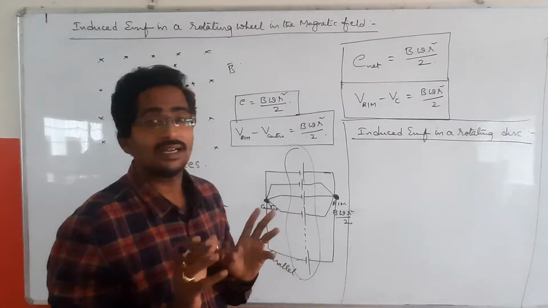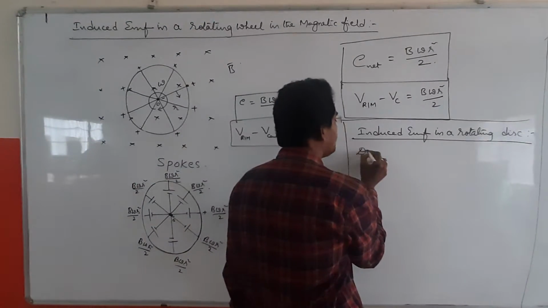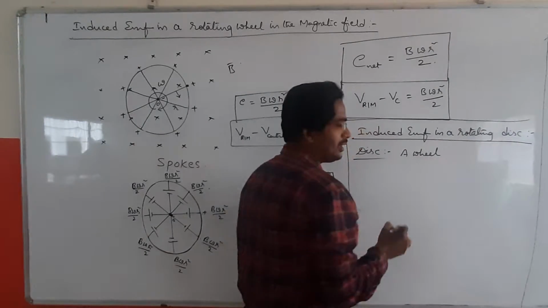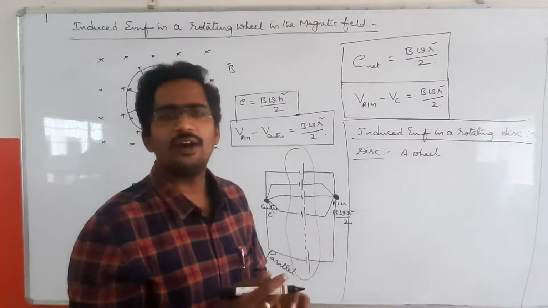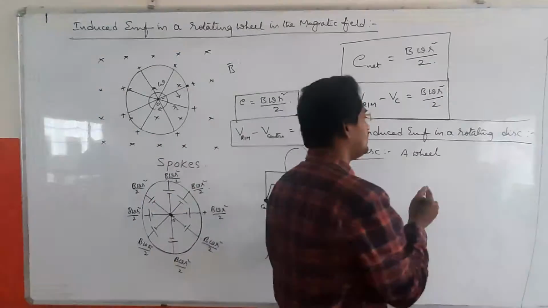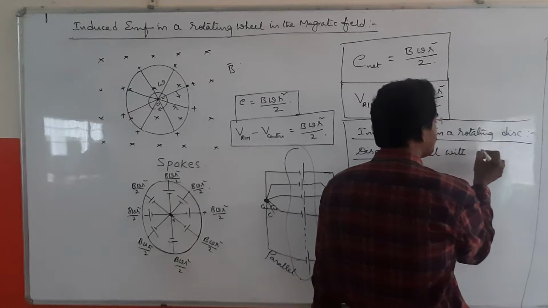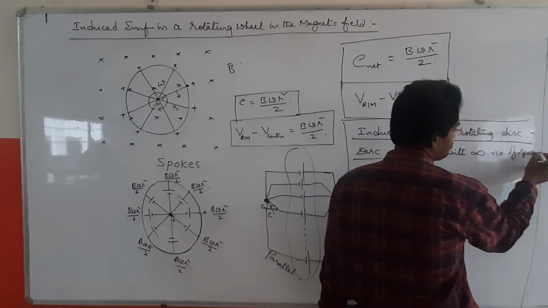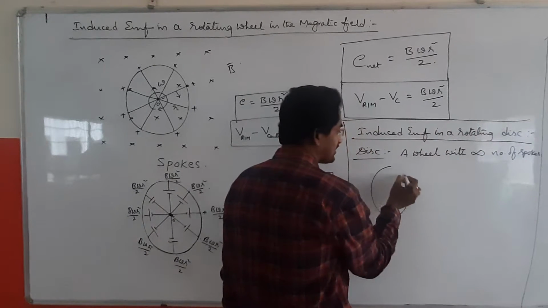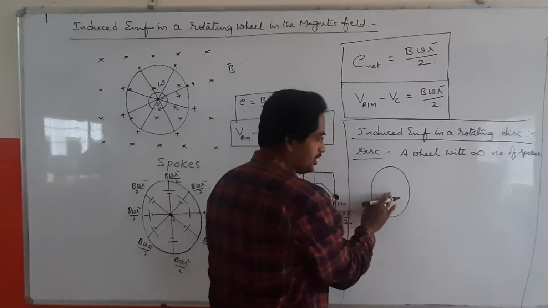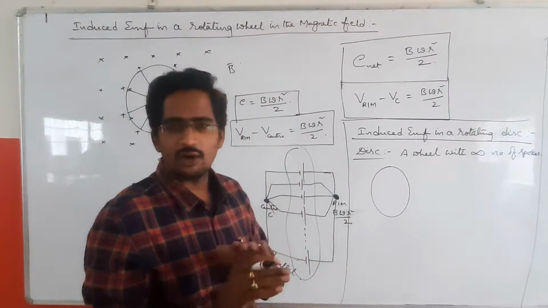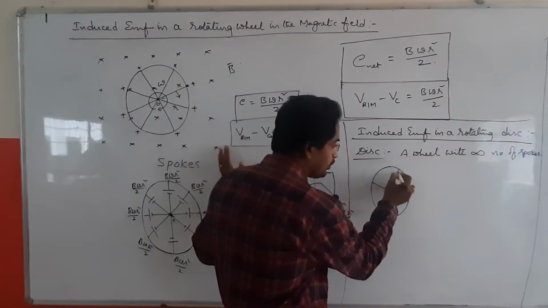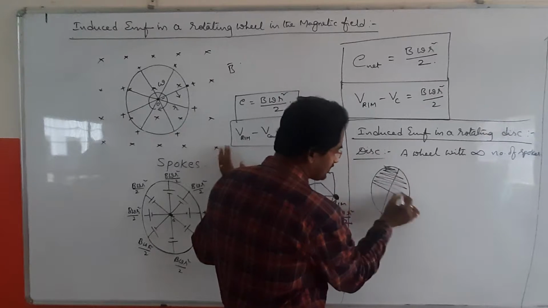First of all, what is a disc? A disc is nothing but a wheel with an infinite number of spokes. Because if you take a disc, it has spokes of infinite number without any gap. If you take a wheel with an infinite number of spokes, then this is called a disc.